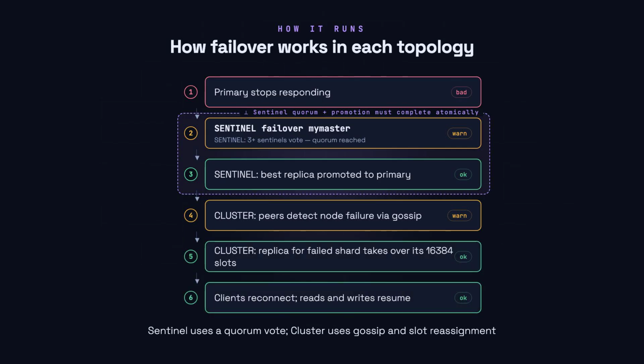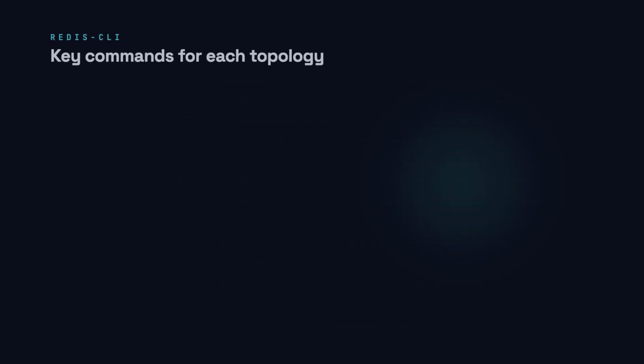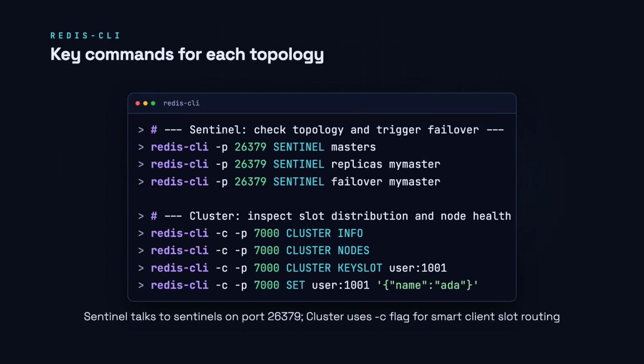This prevents split brain. In Cluster, each shard has its own replica, so a slot range is recovered independently when that shard's primary fails. With Sentinel, you talk to the Sentinel process itself to discover the current primary and trigger failovers. With Cluster, you pass the -c flag so the client automatically follows slot redirects when a key lives on a different shard.